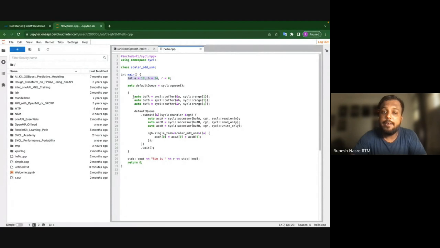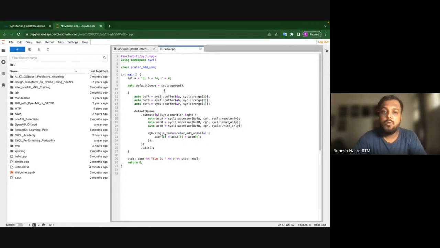Now I created three buffers, for A, for B, and for R. What I want to do is add these two numbers on the GPU, on the device which is provided, and I want the output in R. So I created three buffers. Now in the default queue, I am submitting a handler. We will discuss it later; don't worry about it. This is a syntax we have to follow for now. I am submitting work to the default queue, and this work is handled by a handler. The handler defines what kind of work we have to execute. What kind of work we will execute, we will worry about later.